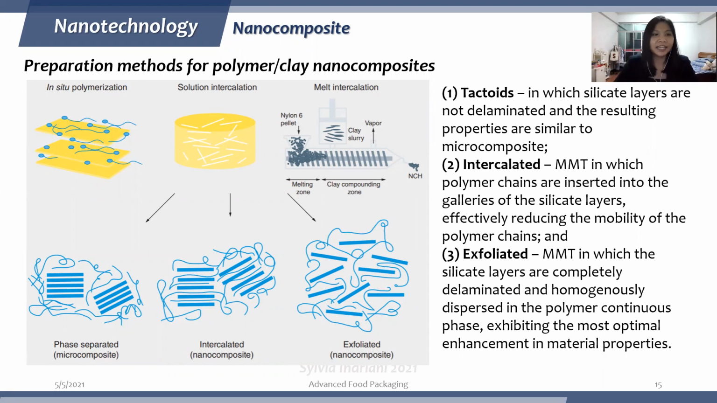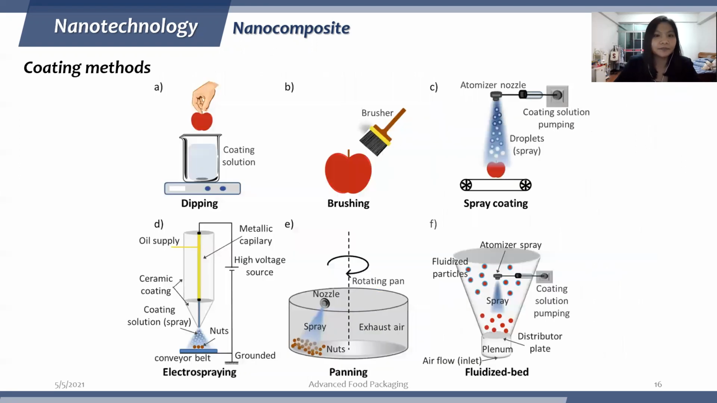Lastly, the exfoliated morphology is when the nanomaterials are delaminated and homogeneously dispersed in the polymer. This is the most common outcome when we make nanocomposites. There are several methods used for coating, including by using nanocomposites. So basically, when we have the nanocomposites, we can apply them to our food by using different kinds of methods here.